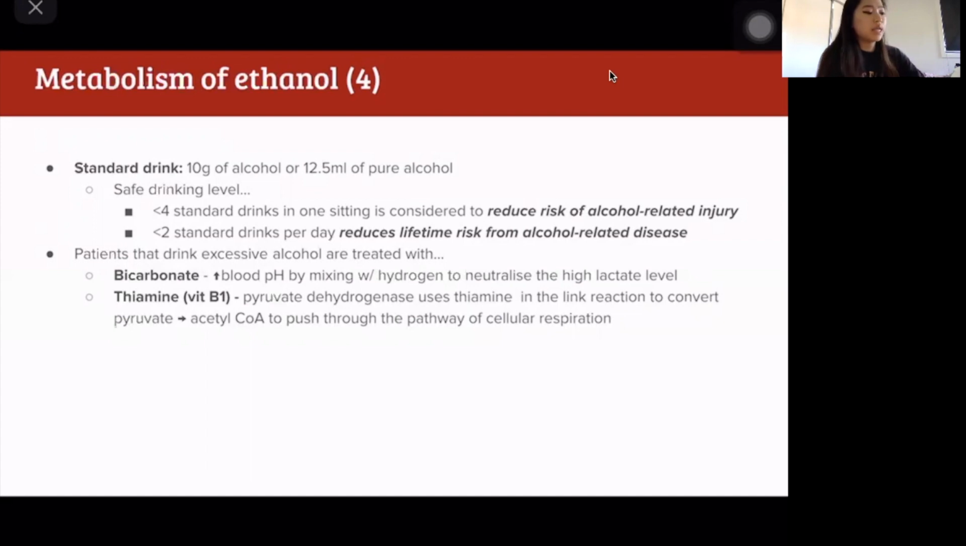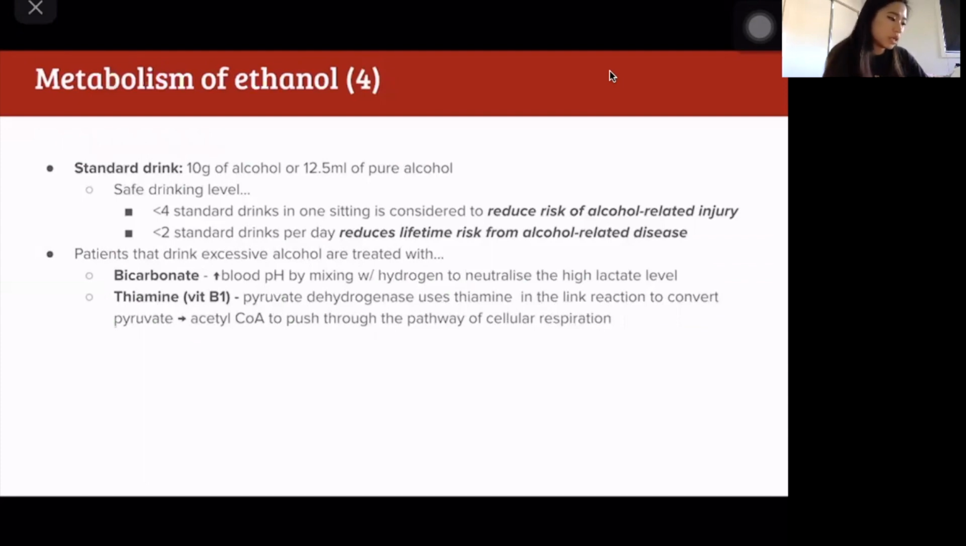And lastly, patients that drink too much alcohol are treated in 2 ways. So first, remember how it leads to lactic acidosis. So basically your blood pH is too low, so you kind of counteract that with bicarbonate. So you put bicarbonate in and it'll mix with the hydrogen to neutralize the level. And the next is thiamine.